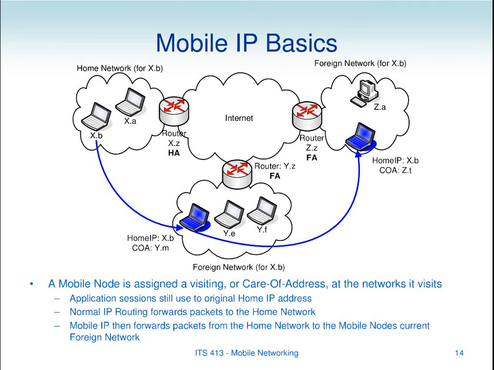So the basics of mobile IP is that when we move, we get a care of address by discovering a foreign agent and then registering with our home agent to tell our home agent that we're now visiting some foreign network.